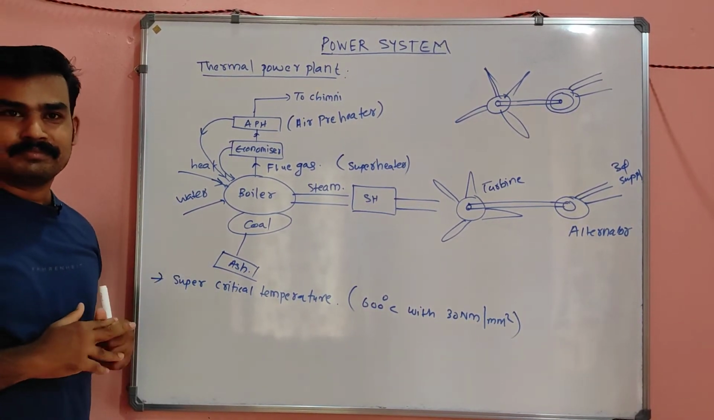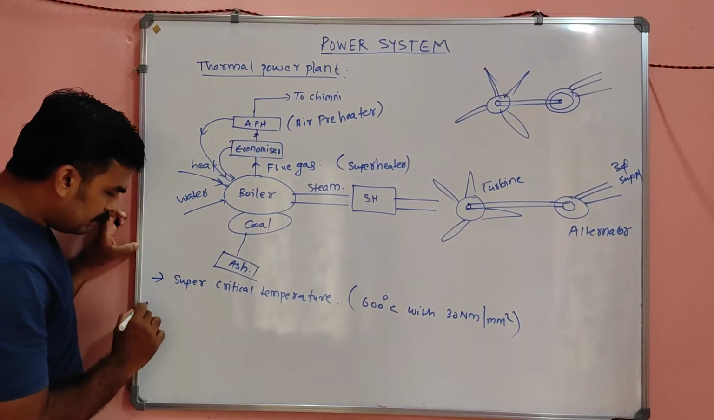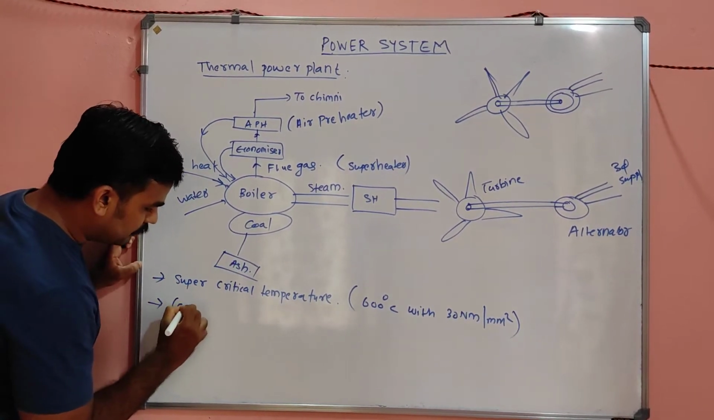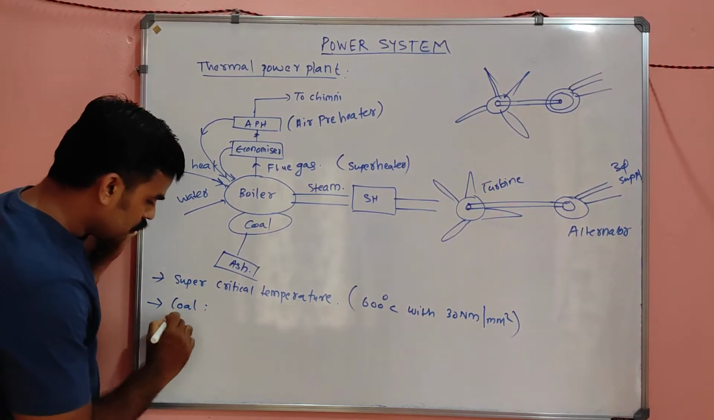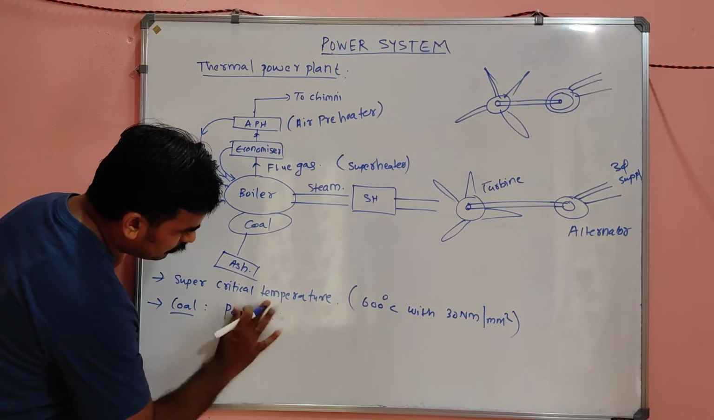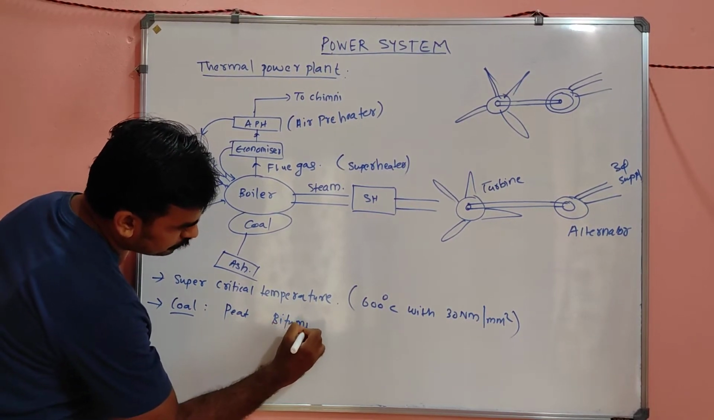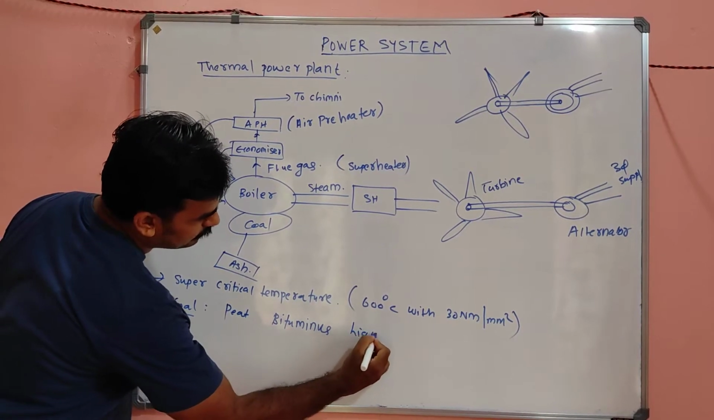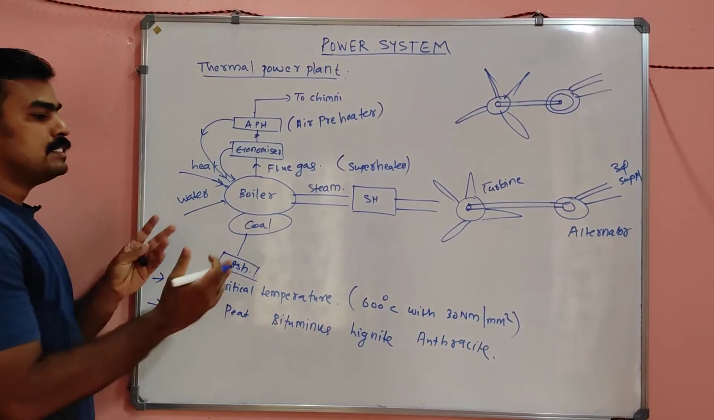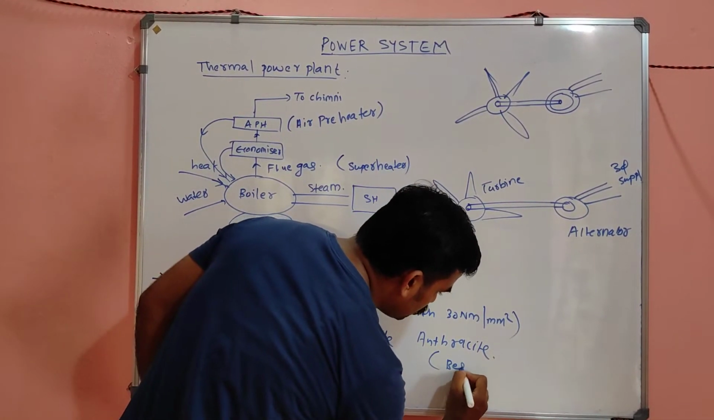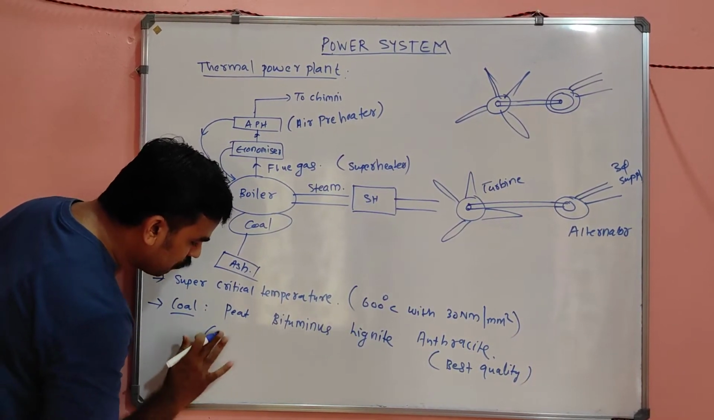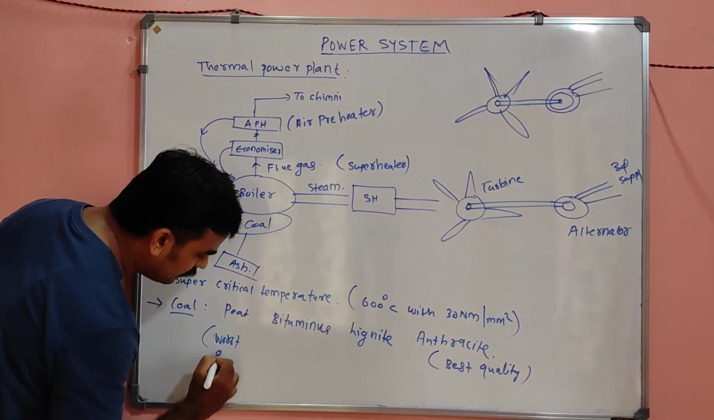That's all. So here we are dealing with coal now. Suppose we talk about coal. There are 4 types of coal, my dears: peat, bituminous, lignite, anthracite. This anthracite is the best quality coal, and peat is the worst quality.